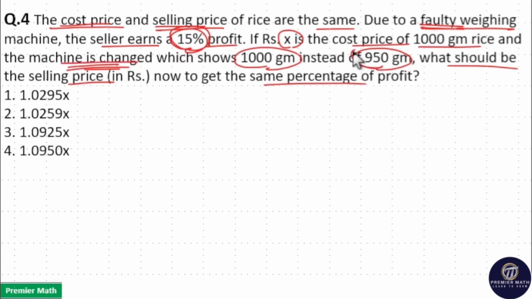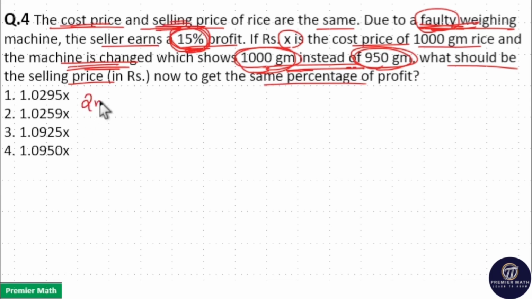Now, when you weigh 950 gram, the machine shows 1000 gram. That is, this 1000 gram and 950 gram are the faulty reading in the second case. In the first case, the faulty reading is not given. So, because of this certain faulty reading, the seller earns 15% profit because cost price and selling price were the same. Now, in the second case, we have to equalize the profit and the machine reading is changed. So, in order to balance the profit as the same, we have to change the selling price in the second case.